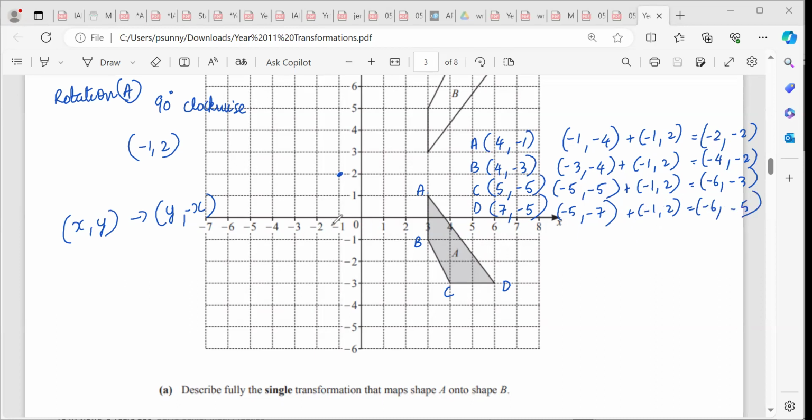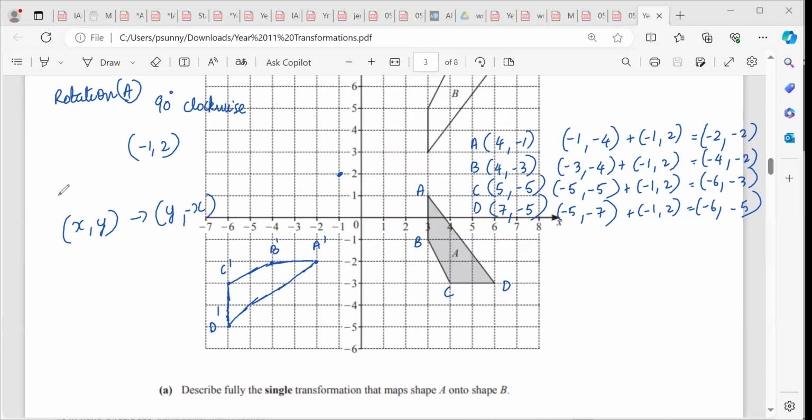This will be your coordinate. -2, -2. -4, -2. -6, -3. And -6, -5. We just have to plot these points. A dash will be minus 2 comma minus 2, B dash will be minus 4 comma minus 2, and so we connect A dash B dash, and then C dash will be minus 6 comma minus 3. Just join like this, and then here C dash D dash we have to join using a straight line.